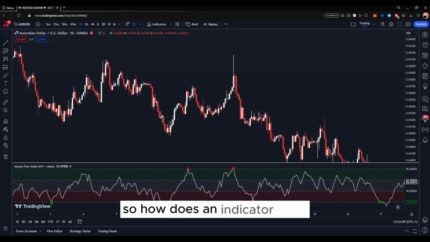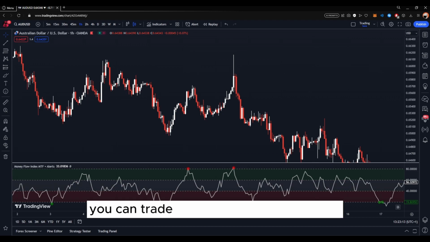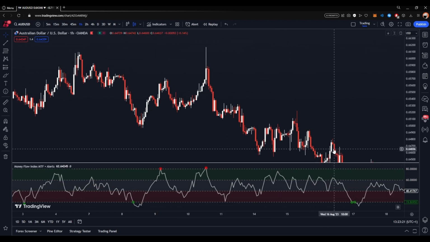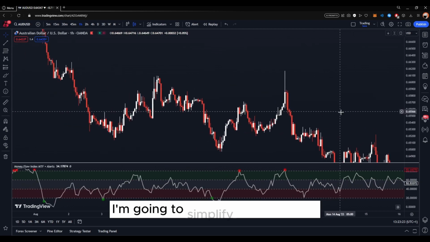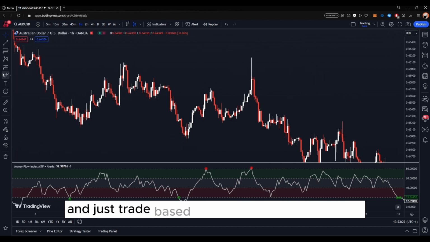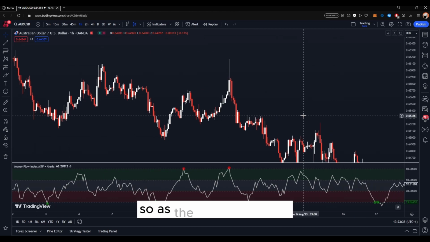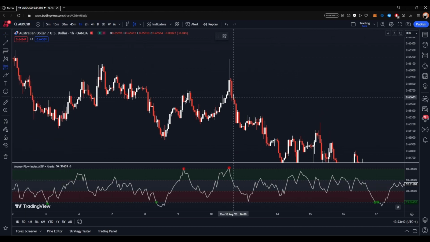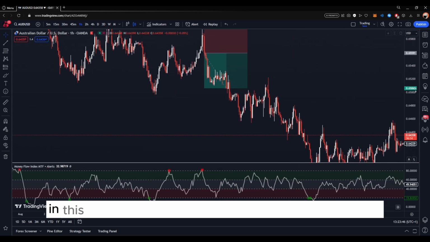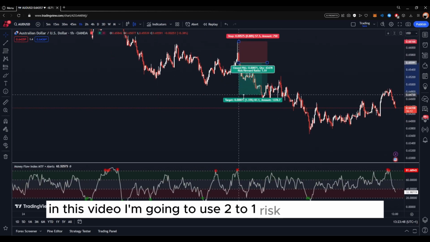It's pretty simple. You can trade this a million different ways, like you can do divergences. I mean, you do you, but in this video I'm going to simplify this a little bit and just trade based on the green and the red dots. So as the color itself says, when the red dot comes, you just short, like so. In this video I'm going to use a 2-to-1 risk reward ratio.